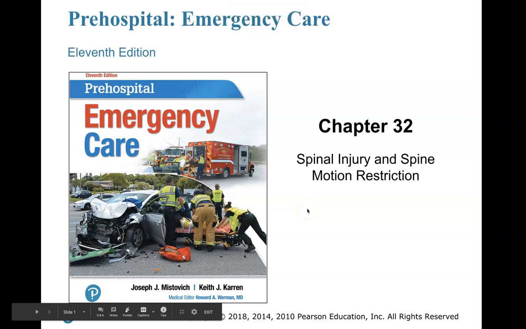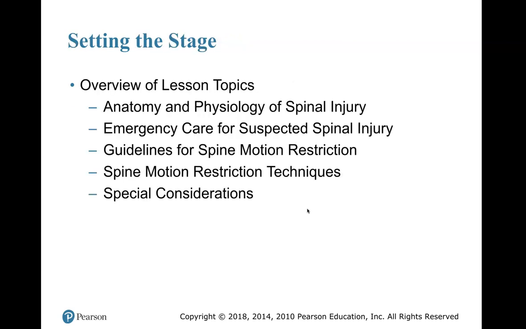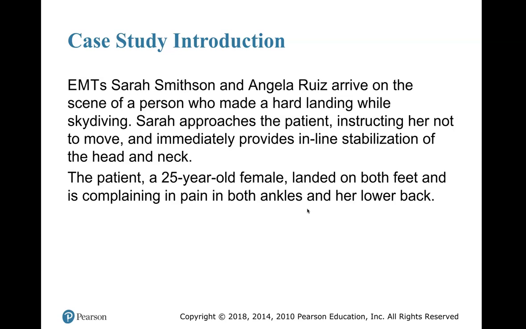All right, welcome back. Now we're on chapter 32, spinal injury and spine motion restriction. Our overview is anatomy and physiology of a spinal injury, emergency care for suspected spinal injury, guidelines for spine motion restriction techniques, and special considerations. Case study. Remember, I'm going to read the case study and then show you the questions. I encourage you to write down the questions in case you want to go back and answer them as we go along with the PowerPoint.